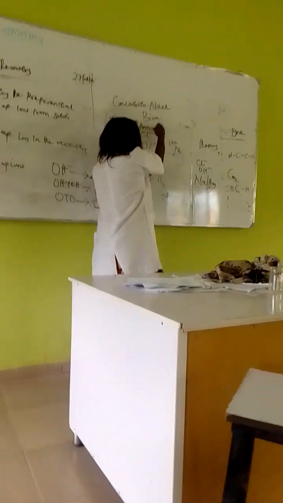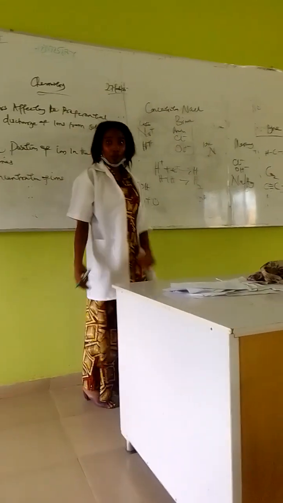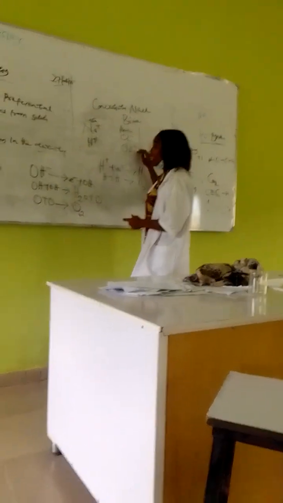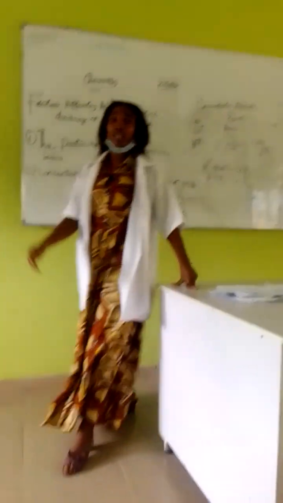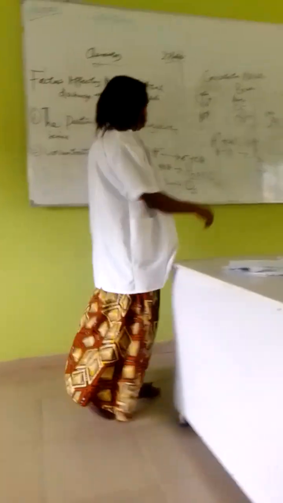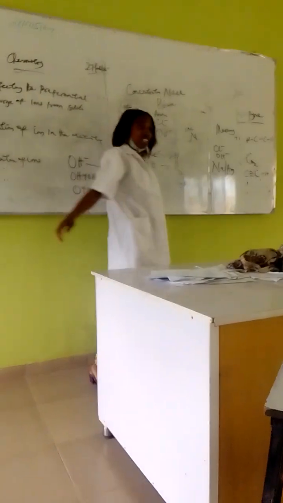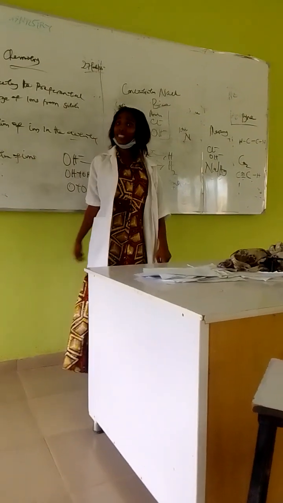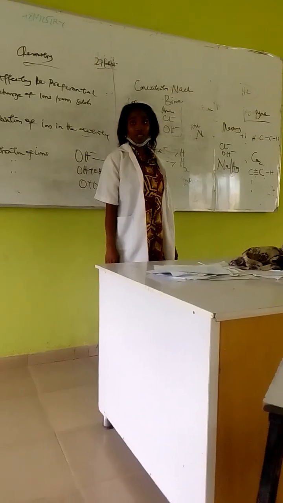Now at the anode, let's look at the effect of concentration at the anode. I have chloride ion and I have hydroxide ion. Now concentration really has effect here because the two ions are close to each other in the activity series. Yes, so it will be chloride ion that will what? Preferentially discharged. Why? Because it is more concentrated than hydroxide ion in the activity series.